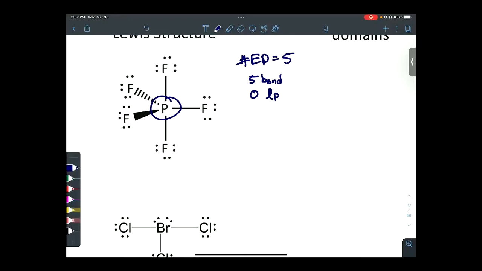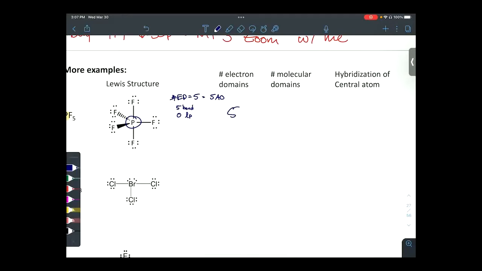What's the shape, the electron and molecular geometry, for fun? Trigonal pyramidal, yes. So this is a very comprehensive question. We can answer a lot of different questions just about this PF5 molecule. We can predict the shape from the electron domain number, but we can also predict the hybridization. So 5 is just the number of atomic orbitals that we need to combine. All right. So 5 electron domains, 5 molecular domains, because there are 0 lone pairs. So the hybridization of that phosphorus is sp3d. We just need to combine 5 different atomic orbitals.